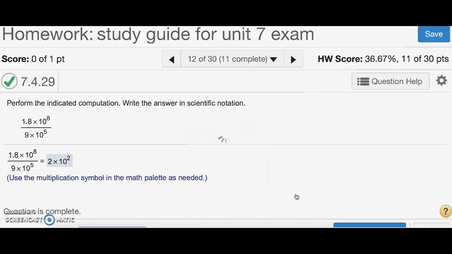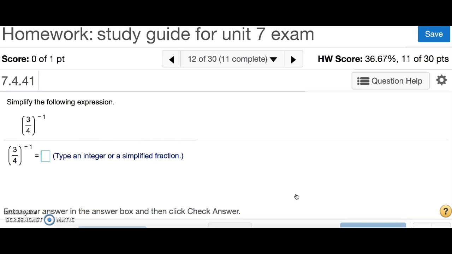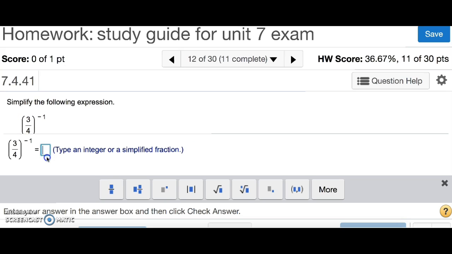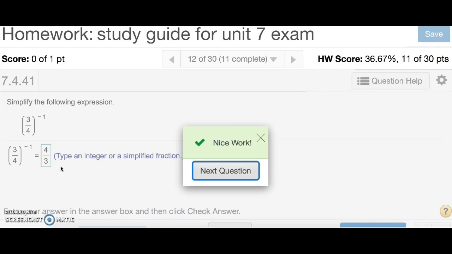That's number 11. Number 12 is asking you to simplify the following expression. Now, I have a fraction being raised to a negative exponent, so what I do is simply flip it upside down. So I would write 4 over 3. Since my exponent is just 1, I won't do anything with the numbers, so my answer would just be the reciprocal of this, 4 over 3. So that's number 12.